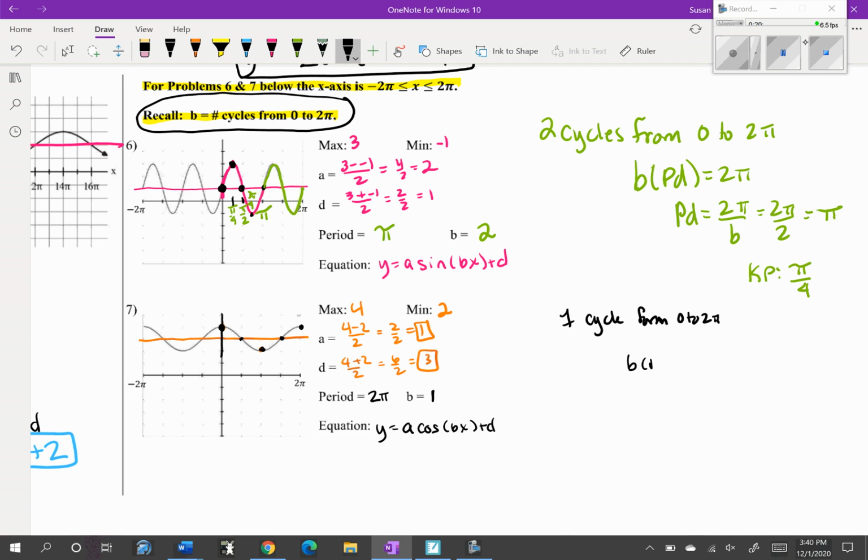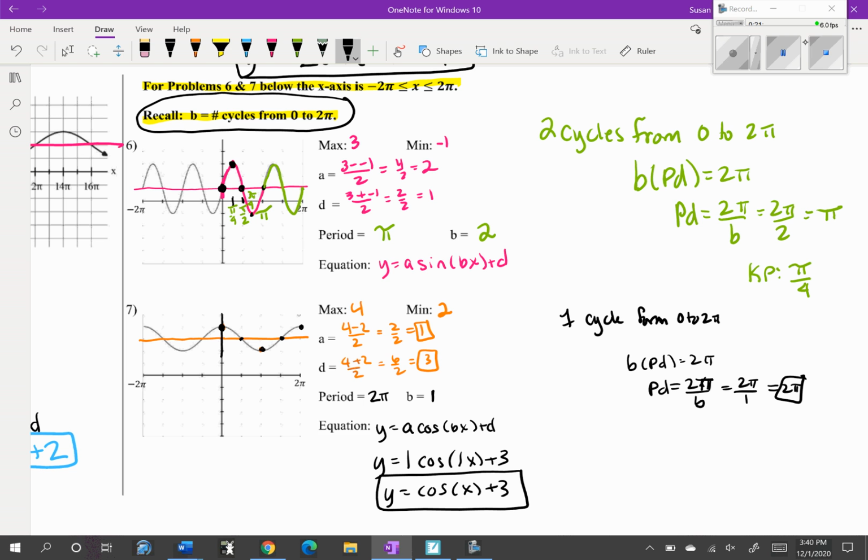You could also use the equation b times the period equals 2 pi. So the period is 2 pi divided by b. So that's where we get 2 pi divided by 1. So for the equation, we start above the midline, so y equals a positive amplitude, so 1 times the cosine of 1x, and then my d value is plus 3. Of course, we don't need to write those 1s, so y equals cosine of x plus 3. And that is all for writing the equations given a graph.